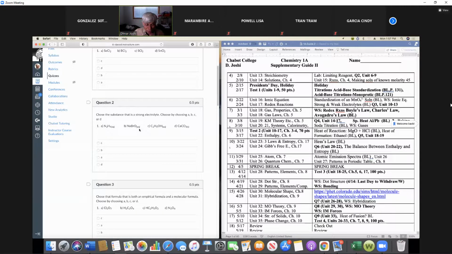Is this an ionic compound? Yes, it is. Sodium is a metal. It's a symbol of sodium in the front. It's an ionic compound. You don't care what that negative ion looks like, but it's an ionic compound and it's aqueous. There you go. You don't need to go to C and D. This is the answer. This is a strong electrolyte.